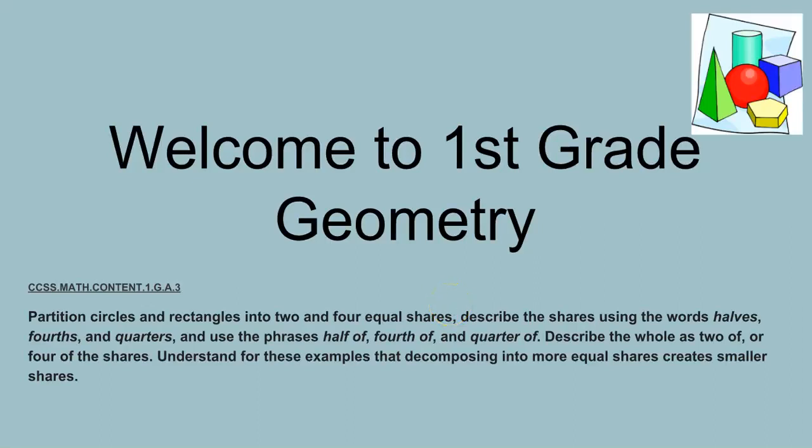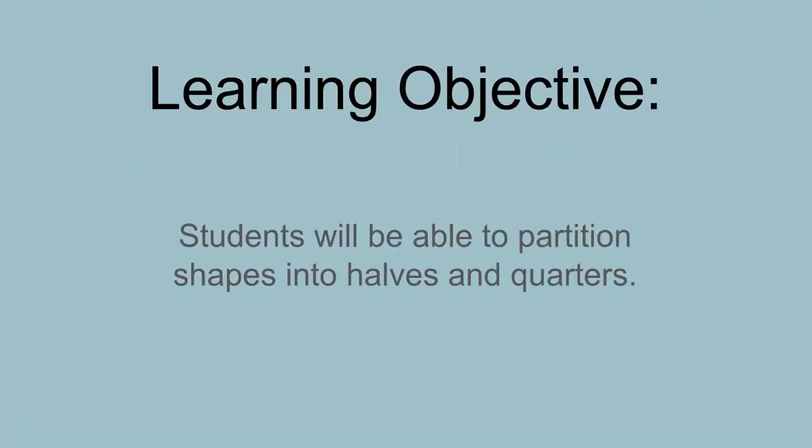Today we are going to be learning about partitioning circles and rectangles into halves and fourths, or quarters. This lesson is geared towards the first grade Geometry Common Core Standard 1.3. Our learning objective for this lesson is students will be able to partition shapes into halves and quarters.